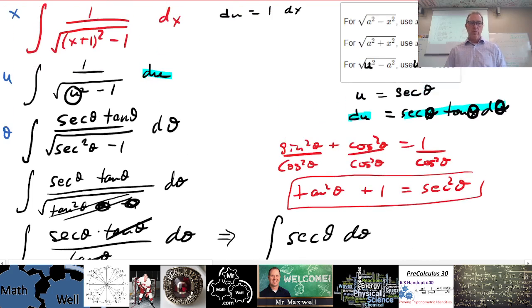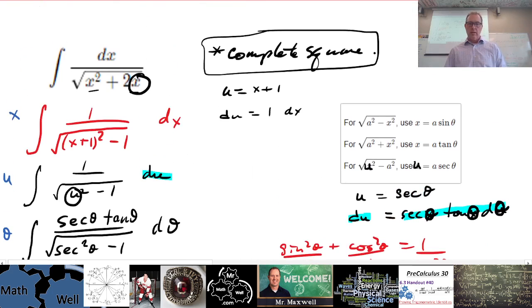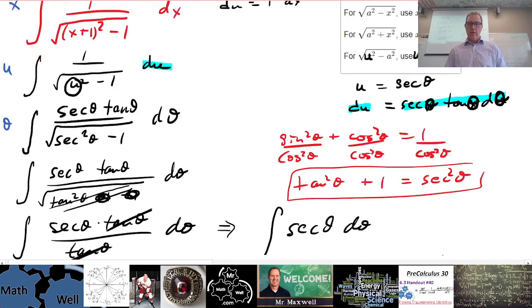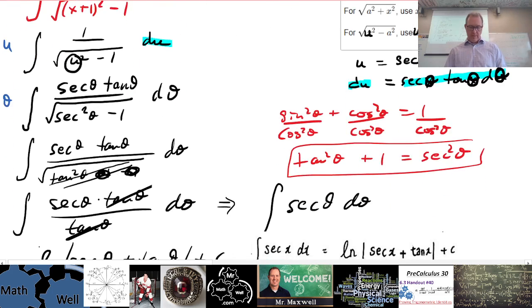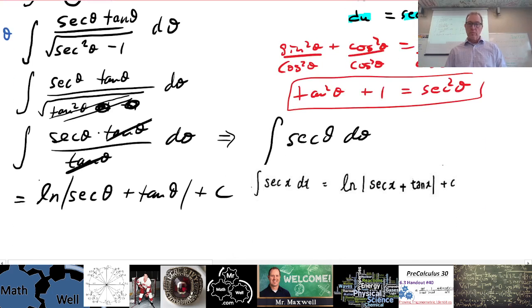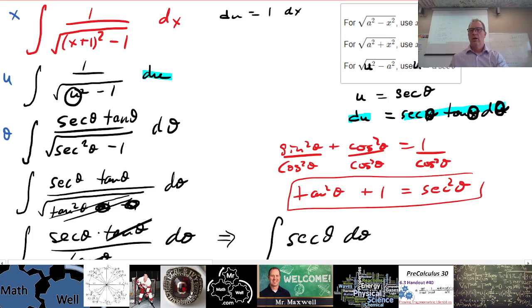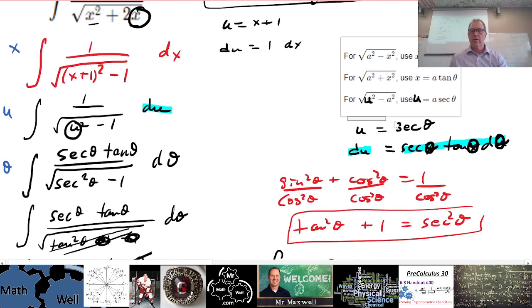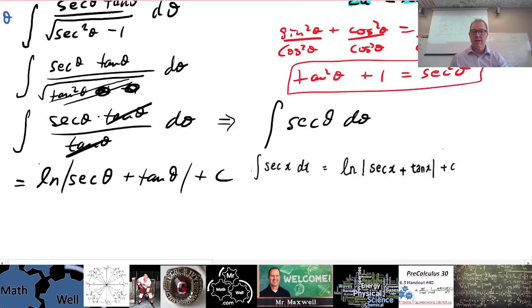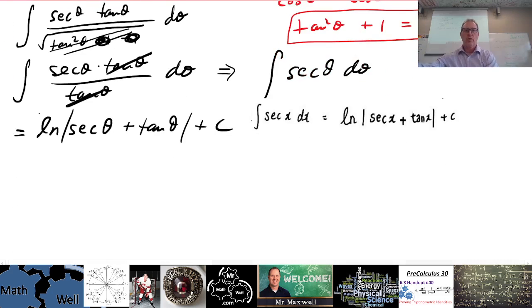Or can we jump all the way to x? Let's see. Well, u is x plus 1. Theta. So we have to go back to what is the relationship between theta and u, because we need to make that transition. So we have u equals secant theta. Okay? So I'll just work over here towards the right.